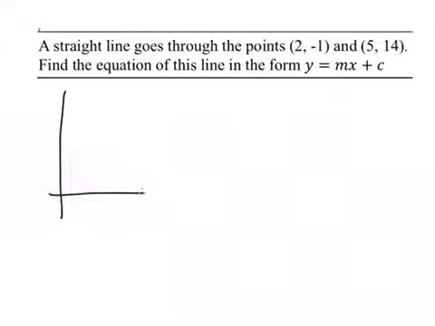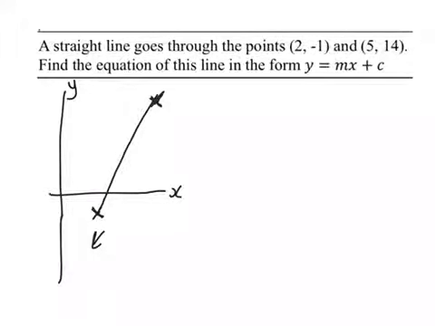So if I've got my axes, my x and my y axes, my first point is at 2, -1, so that's around there. My second point is at 5, 14, which is around there. So that's my line segment. What's useful about that is I can see the gradient is positive straight away. I can't see the intercept, but I can see it's going to be somewhere down there, because if my line kept going, it would eventually meet the y-axis.